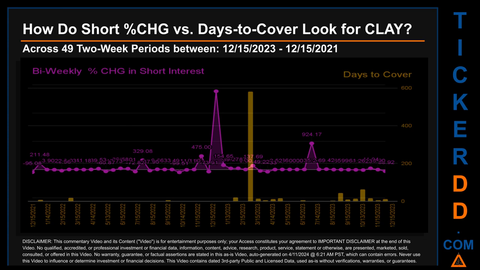Zooming out, I looked across 49 2-week snapshots, from latest found, December 15, 2023 to oldest found, December 15, 2021. In the graph, I overlaid bi-weekly percentage change in short interests against days to cover. Across these 49 2-week snapshots, the average percentage change of short interest was about 91.45%. Other interesting data points include: the largest percentage increase in short interest was 2,766.67%. The largest percentage decrease in short interest found across those 49 2-week snapshots was minus 99.51%.